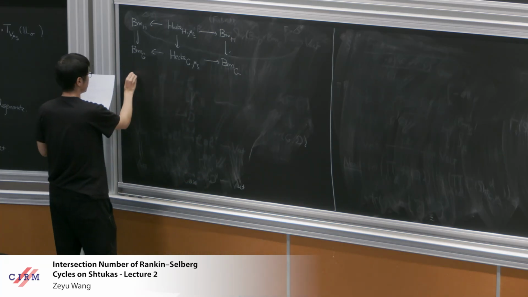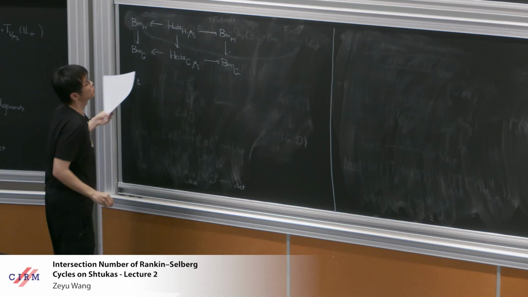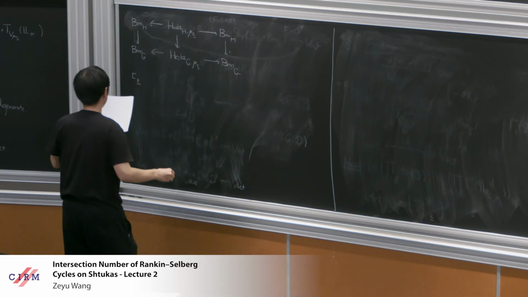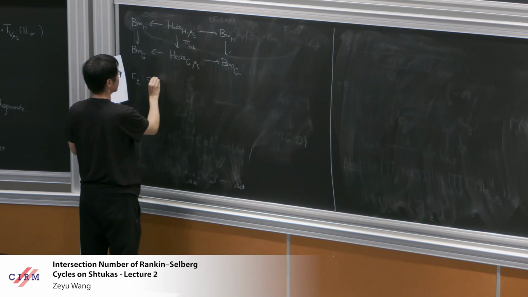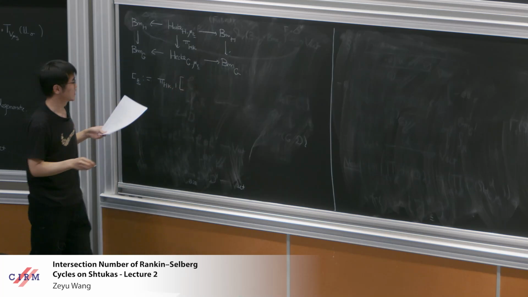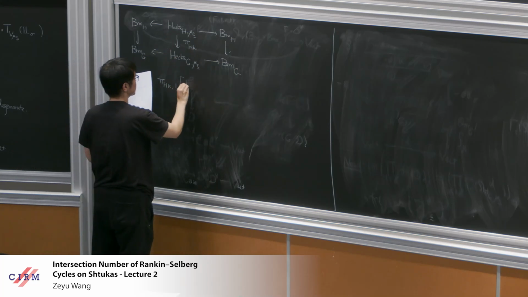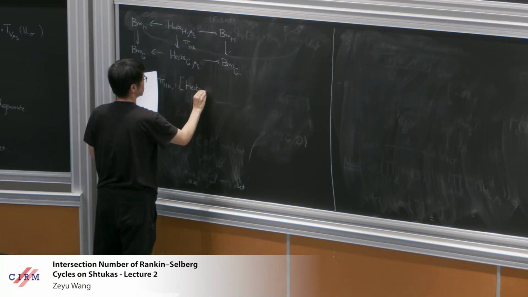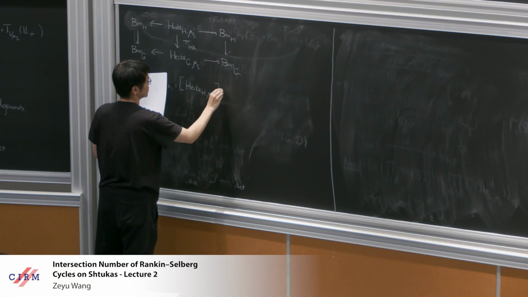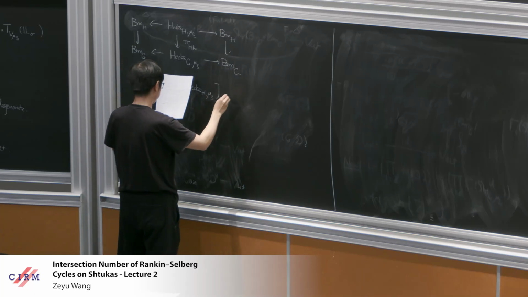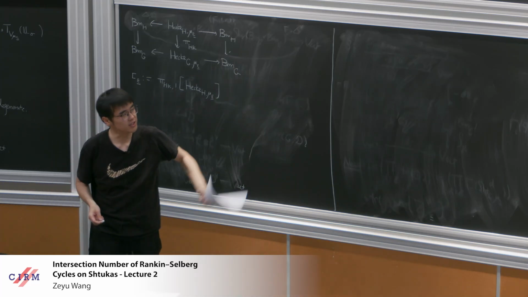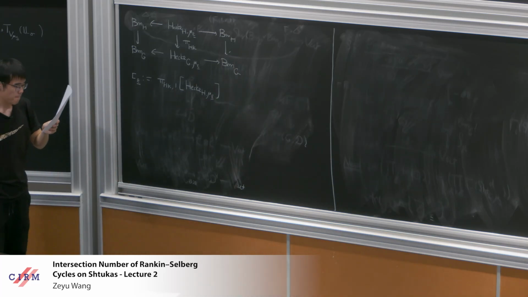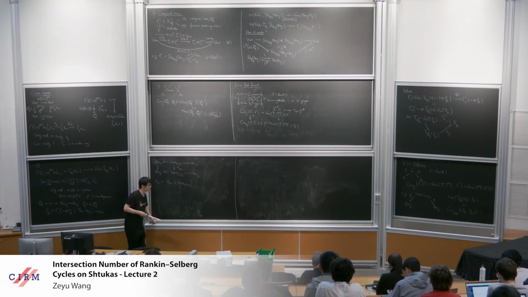And how I'm going to define this C epsilon, I'm going to combine this and this. So okay, this map is called pi Hecke. Then you can push forward the fundamental class of Hecke H. Okay, so this should finish the definition of C epsilon underline.